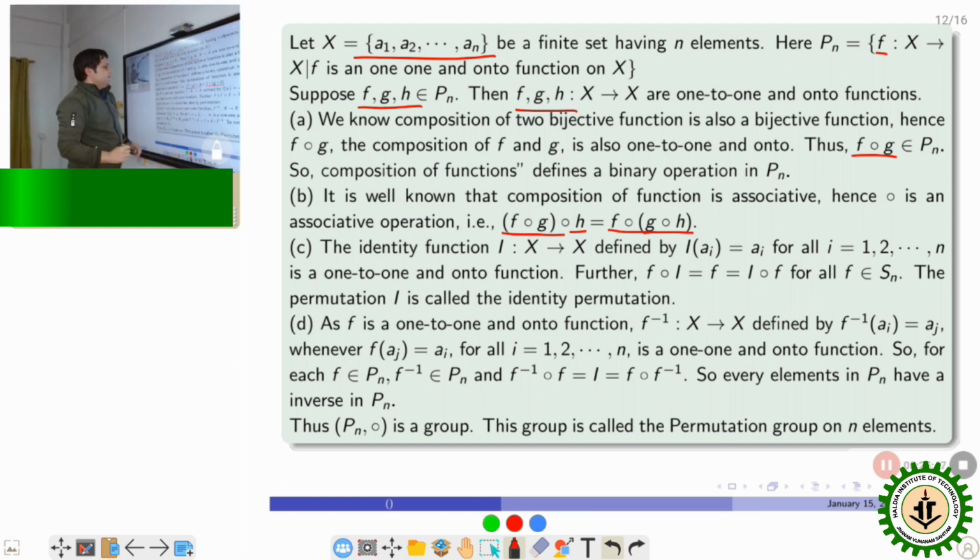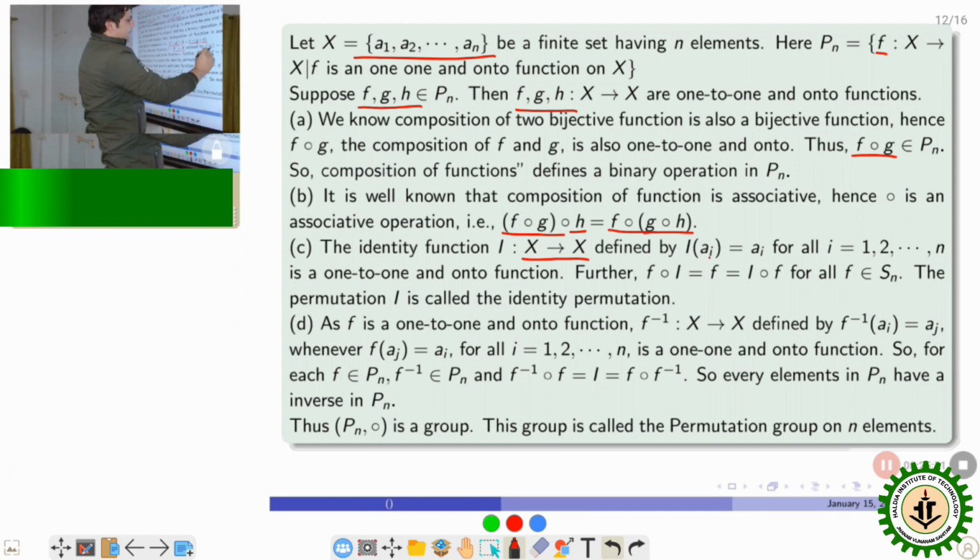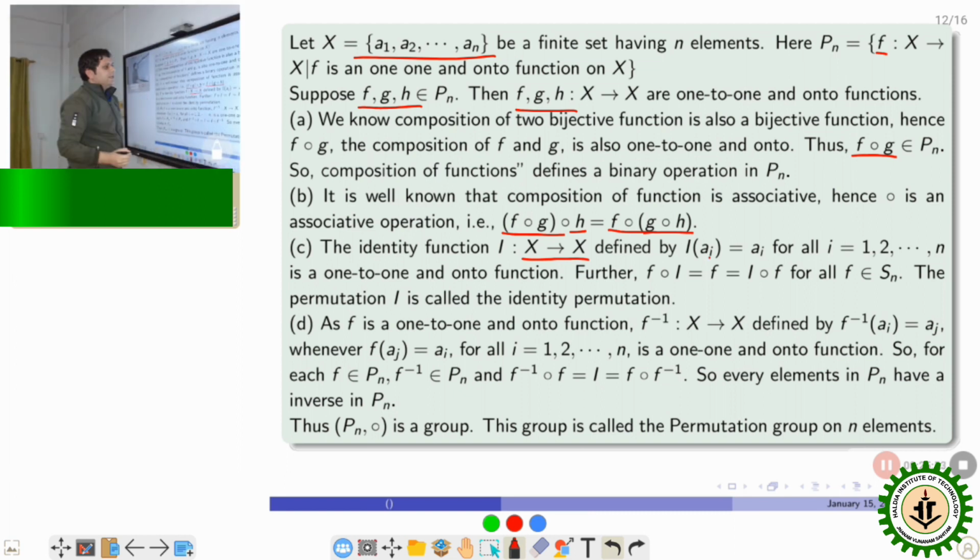Now, the identity function I from X to X is defined in this way: I(ai) = ai for all i = 1, 2, ..., n. This is also a one-one and onto function, and for this function this property always holds: f composition I equals f equals I composition f, for all f an element of Pn. So therefore I is the identity permutation.